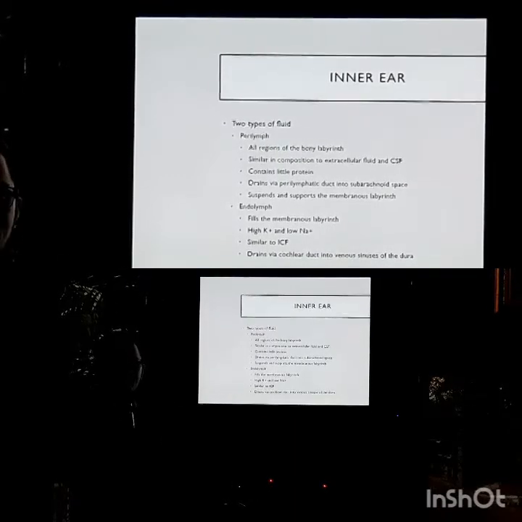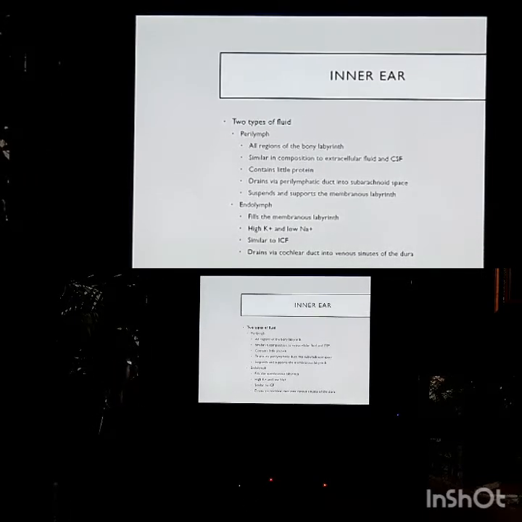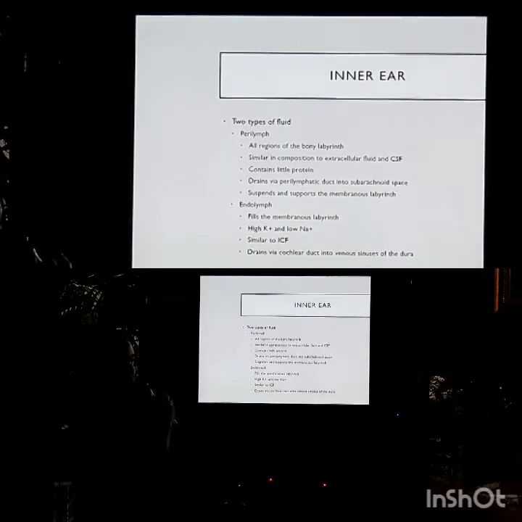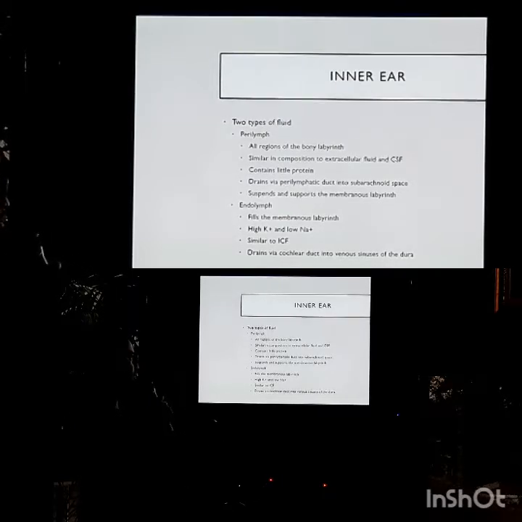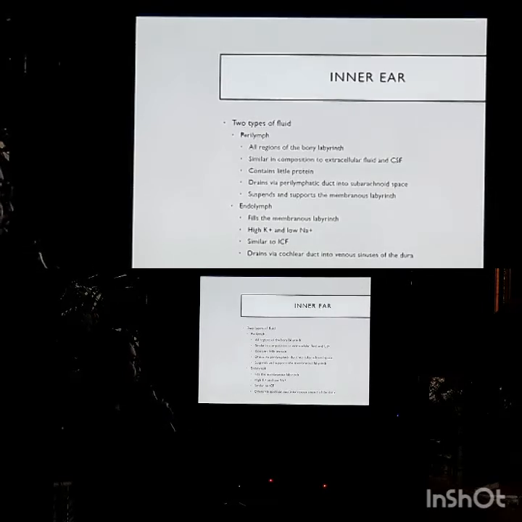It is similar in composition to extracellular fluid and CSF, so you expect it to be rich in what electrolyte? Sodium or potassium? Sodium. Okay, it contains little protein and it drains by the perilymphatic duct to the subarachnoid space. It suspends and supports the bony labyrinth. So it's kind of like the cerebrospinal fluid to the brain, right? It supports and protects the membranous labyrinth.